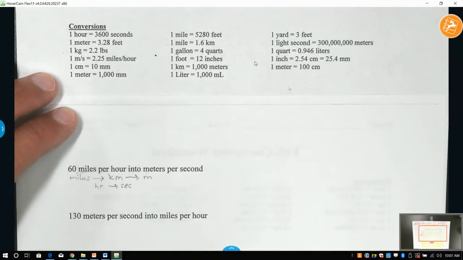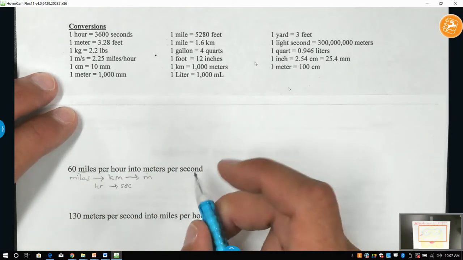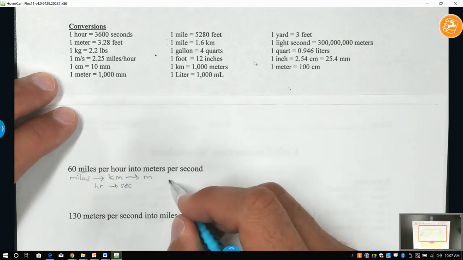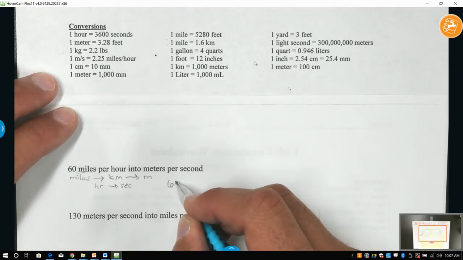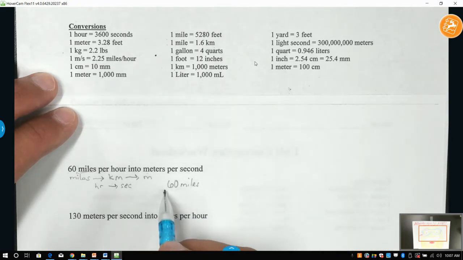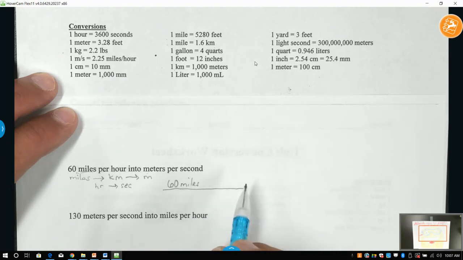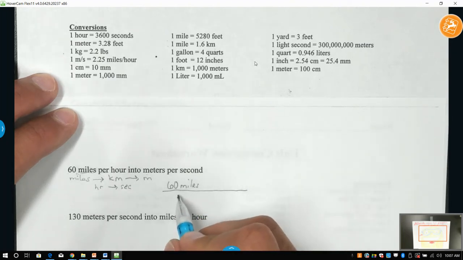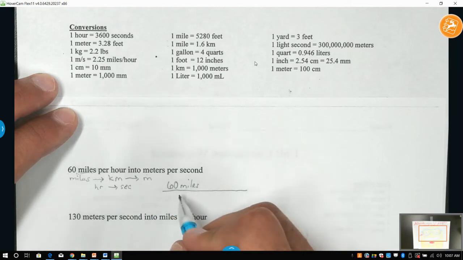Okay, so now for the setup. You're still going to take your starting number and put that in the starting position except for one thing. We have 60 miles, but since it's per something, that per is going to be going straight underneath it. So it's per hour. We're going to put 1 hour underneath it.